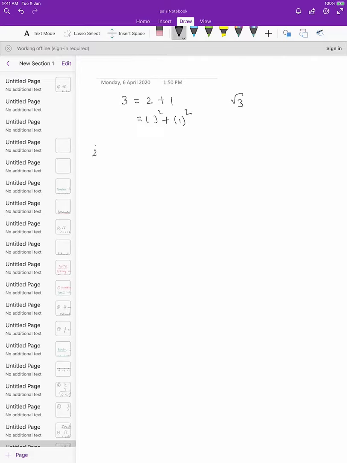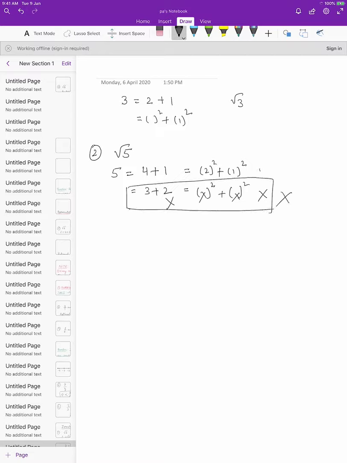So right now the number which I am going to choose is root 5. Now if I take 5, it can be written as 4 plus 1 or 3 plus 2. There are two ways of writing 5. But let us see which one should we opt for. 4 is the square of 2, 1 is the square of 1. In this case, 3 is not a square of any natural number, 2 is not a square of any natural number, so we will not go for this option at all. We will go for 4 plus 1, which is 2 square plus 1 square.